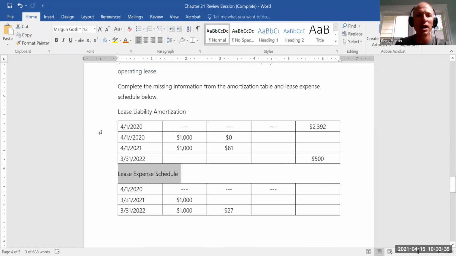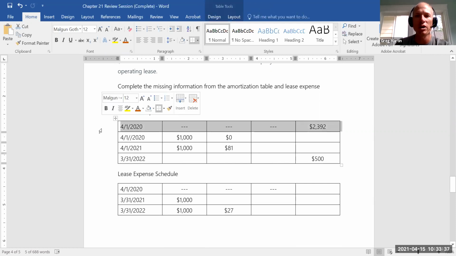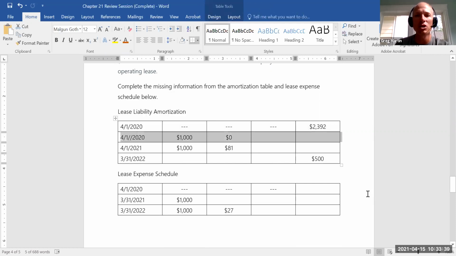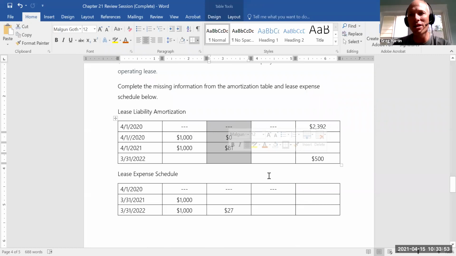Now notice that we have signed the lease on April 1st, 2020, and there's an immediate payment, not interest payment. There's an immediate payment. And so given that there's an immediate payment, again, this is the payment column. This is the interest column. Now I'm not going to say interest expense. And the reason why I'm not saying interest expense is because with an operating lease, there is no interest expense, but there is inferred interest. So this is the inferred interest column.